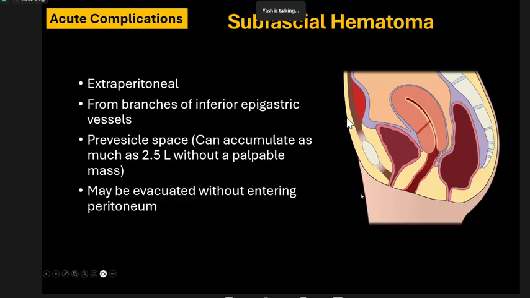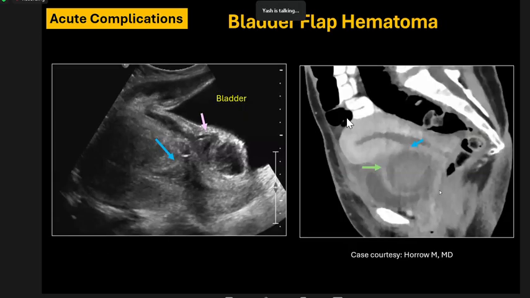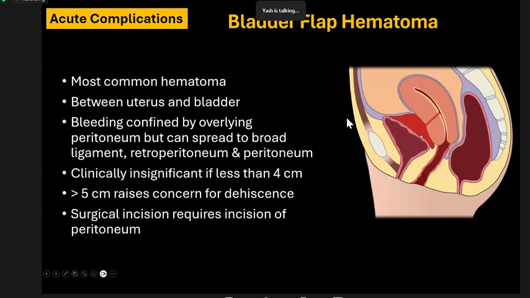Now, a curious question: why do we want to differentiate and tell one type from the other? The most important thing is, let me go back to my slides. So the bladder flap hematoma, up until 4 or 5 centimeters, is clinically insignificant and we would do nothing. But if it is really, really large, to be able to evacuate this, we have to go the same route. We have to actually incise the peritoneum one more time.